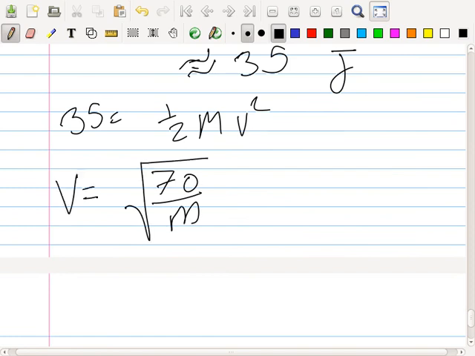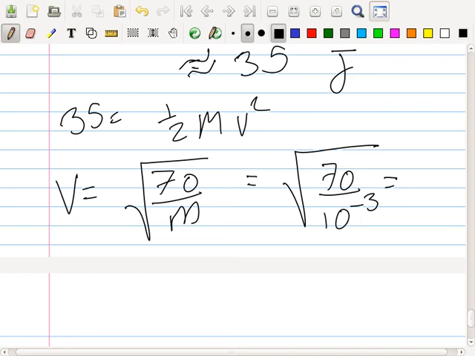Now what do you think the mass of this is? Maybe 1 gram? 2 grams? Yeah, let's say 1 gram. Easier. Alright, please calculate. 70 divided by... It's 264.6.